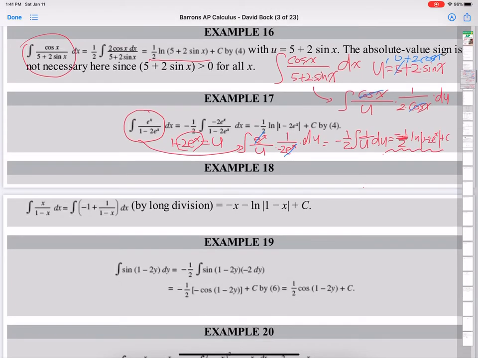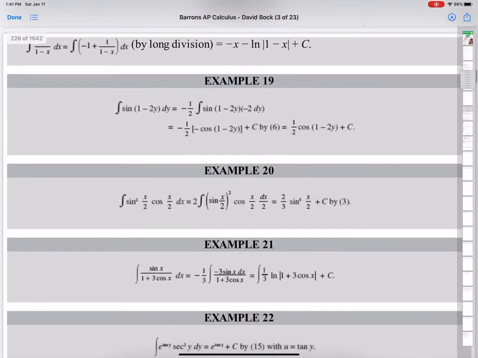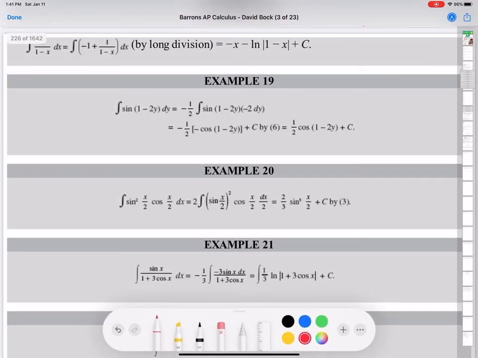I'll skip 18, and I go to 19 now. Example 19, integral sine of 1 minus 2y dy. So I told you if you have a linear function form, like mx plus b form, you can use U-substitution anytime. So I will let 1 minus 2y, that part, be u. So that is integral sine u, and then 1 over u prime, which is -2, du.